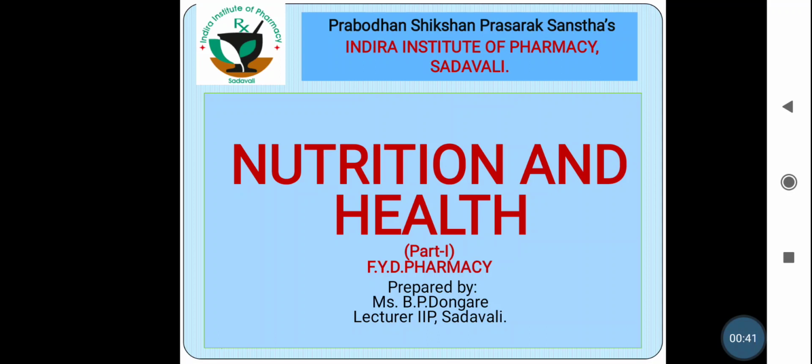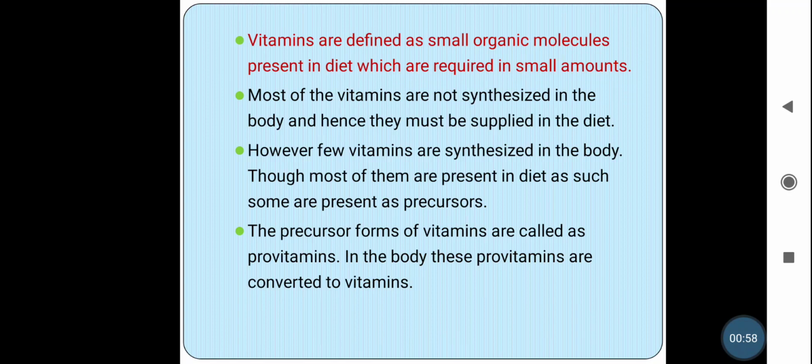So vitamins and the different types of minerals come under the category of micronutrients, because they are required by our body in minute or small quantities. So they are known as micronutrients. First are the vitamins. So what is meant by vitamins?